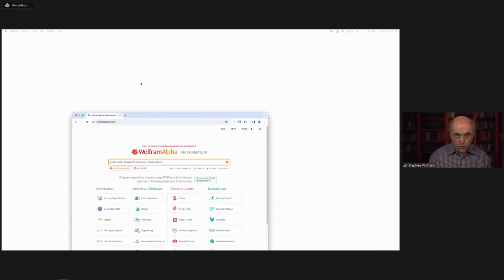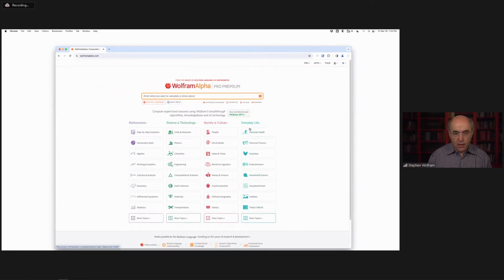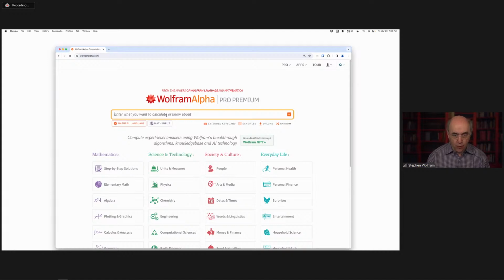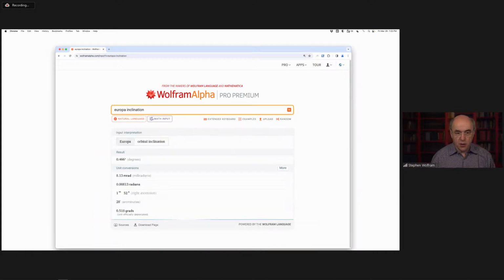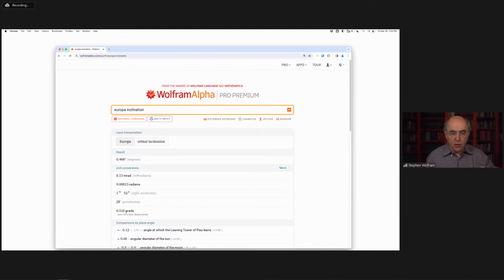I think, well, let's see. Let me start sharing this. Let me see what I can do here to answer that question. Let's use a bit of technology here, and let's ask for Europa inclination. So this hopefully will give us the inclination of Europa. Okay, 0.466 degrees. So it's actually very close to the plane of the ecliptic.